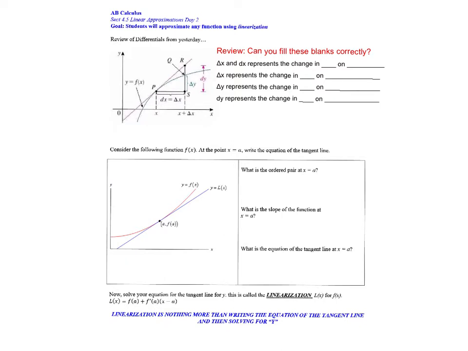Pause the video and see if you can fill in these blanks. Okay, so delta x and dx represent the change in x on, and oops, wow, that should be an x. There you go, x, not a triangle, on both the function and on the tangent line.